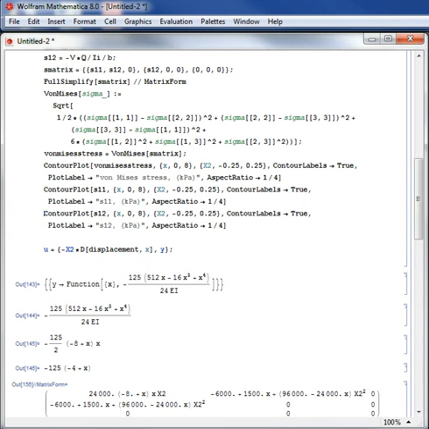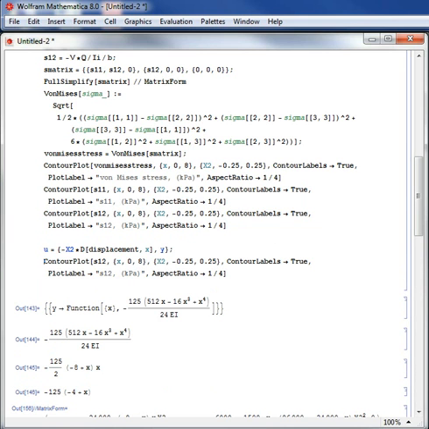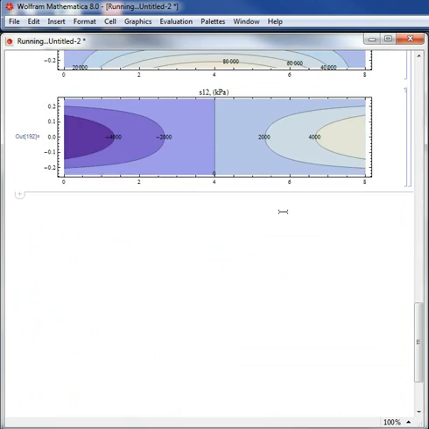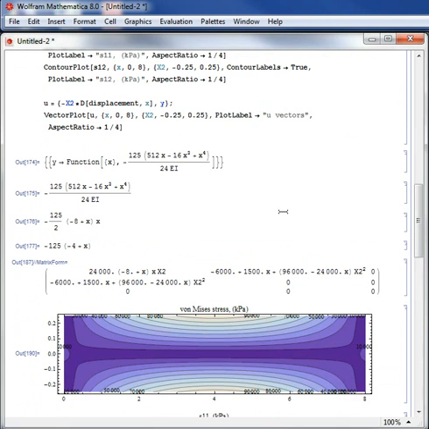And now I'm going to have a vector plot of the displacement from x to 0 and x2 from negative 0.25 to 0.25, and the label will be displacement, or u. Shift enter, and there was no output, because instead of y I should actually put displacement.